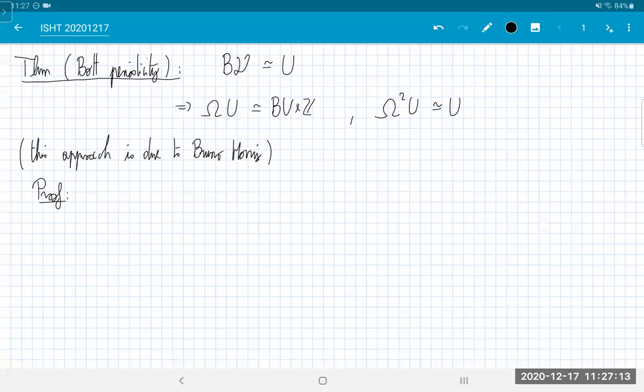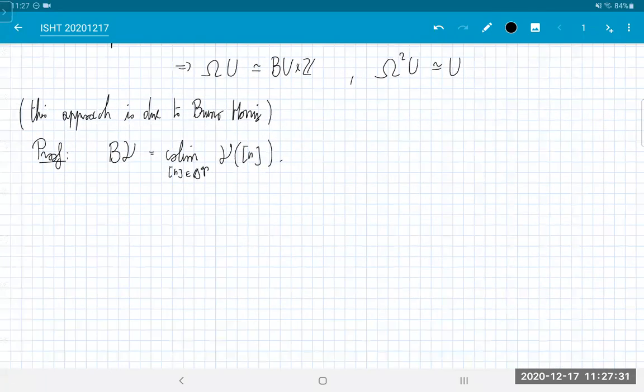So proof. Well, B of V is the colimit over delta of B of N by definition. How do you do this? Well, if you remember, back when I defined homotopy limits, I gave the fact that when you have a functor into topological spaces that satisfies some minor cofibrancy conditions, that is the face maps need to be cofibrations, which is true in this case, you can realize this as a quotient.